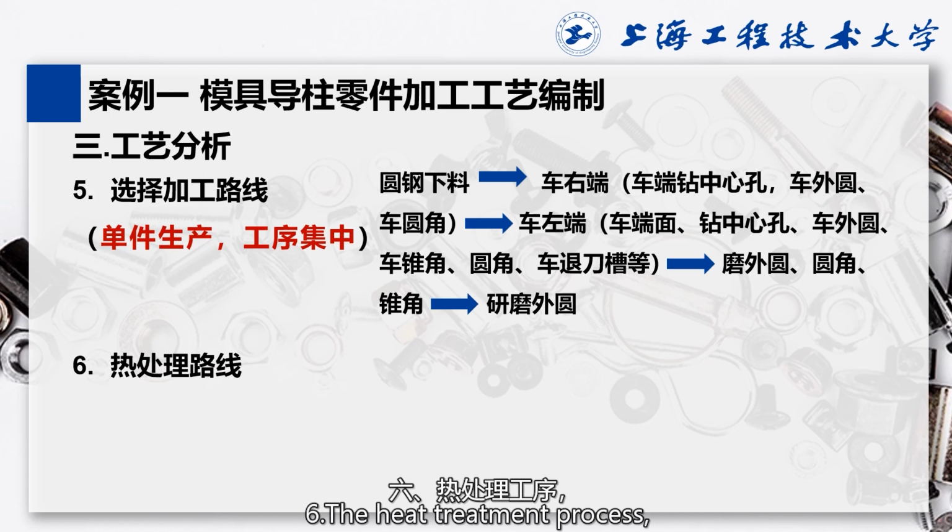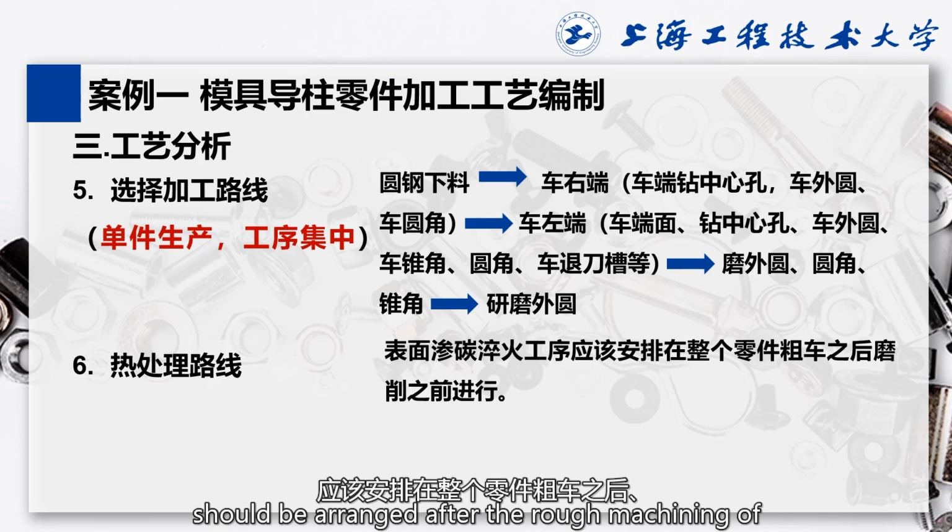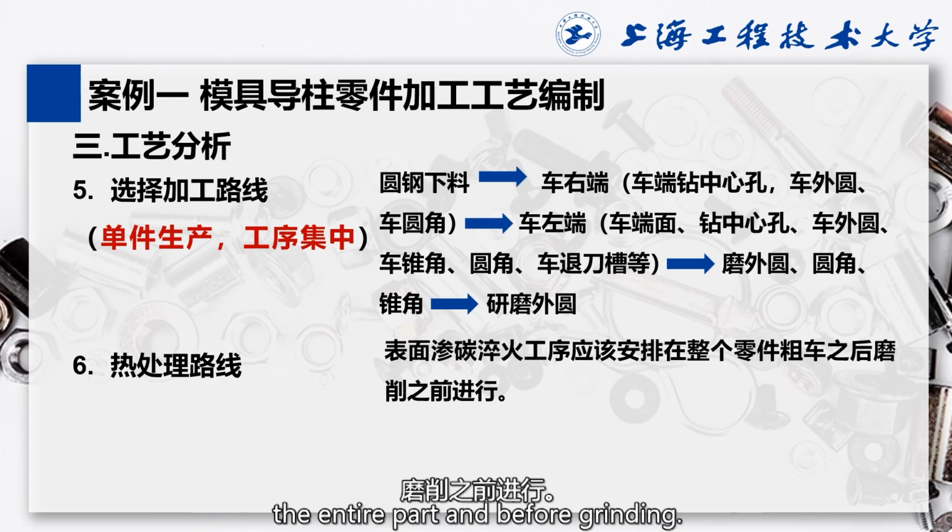Sixth, the heat treatment process. According to the requirements of the guide pillar heat treatment, the surface carburizing and the quenching process should be arranged after the rough machining of the entire part and before grinding.